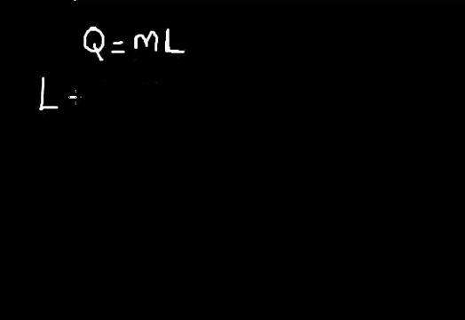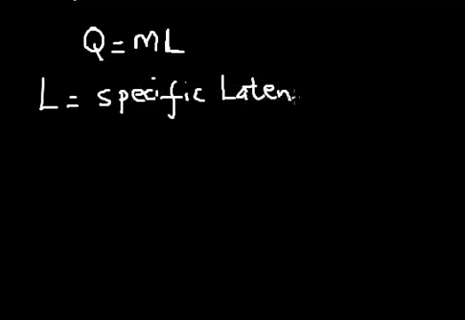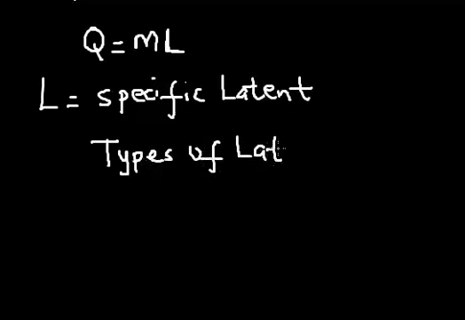Now this L is a constant, right? Of course we know that it is a constant called specific, but this time around it is specific latent heat. Now the latent heat is of two types. Depending on the latent heat we're actually looking at, we have two types of latent heat.